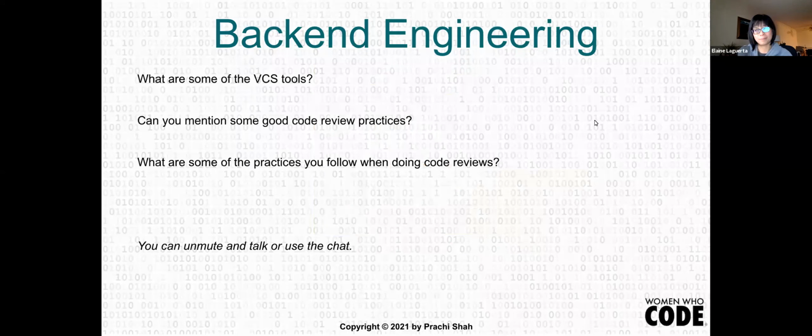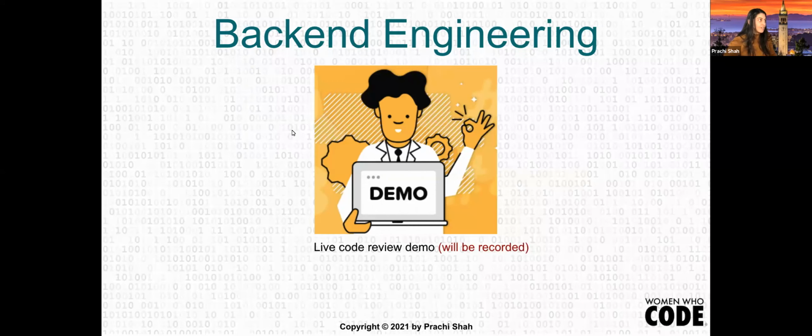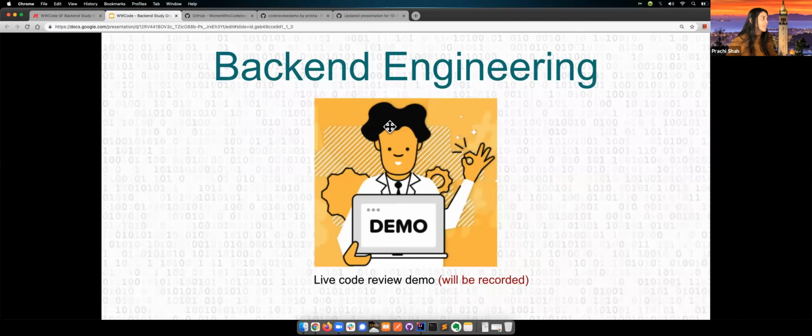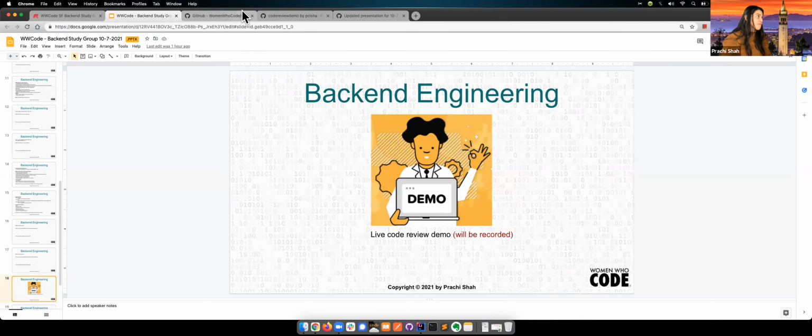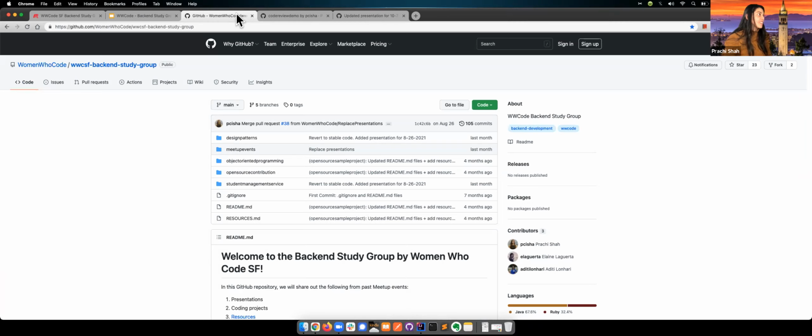Okay. So here we are for the live code review demo. I'm going to go through the pull request first and then the actual code. So this is the GitHub repo for Women Who Code San Francisco Backend study group. We put all our code and presentations here.